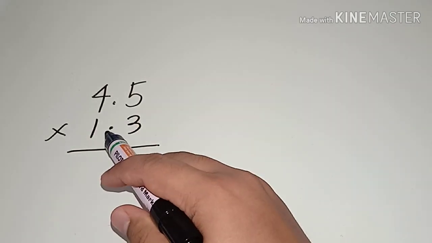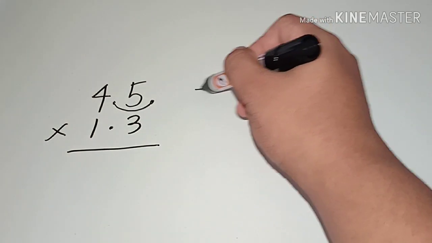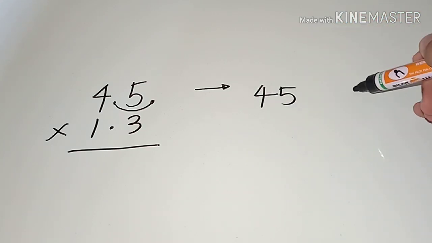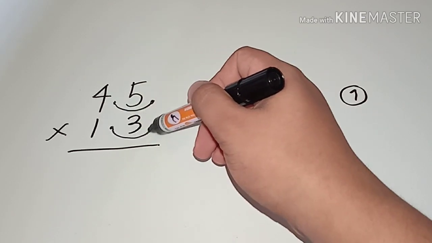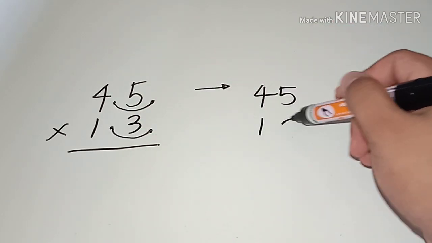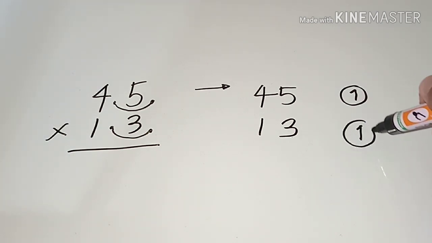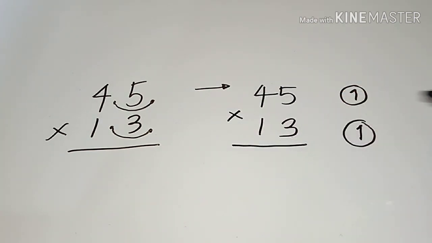So in 4.5, we can make it into a whole number by moving it here. That means it will become 45, and we only move one place. And for 1.3, we also move one place to the right, and it will become 13. Take note of the number of places that you move it to the right, because later on, after you multiply, we will be moving those places to the left because we have to return it back to the original position. So there we can already multiply 45 and 13.